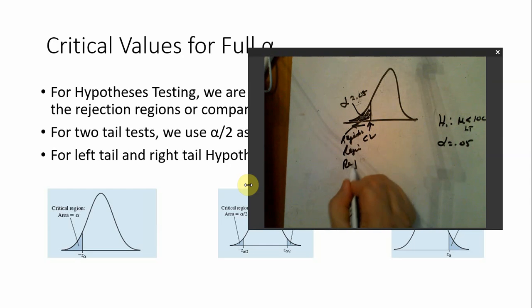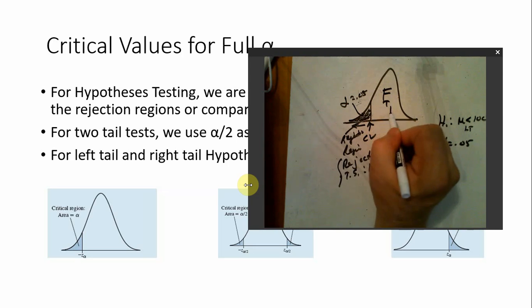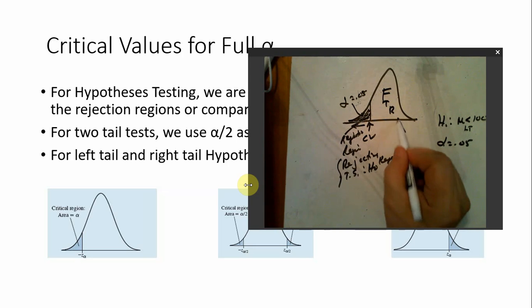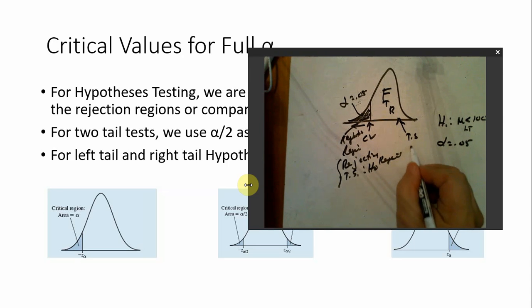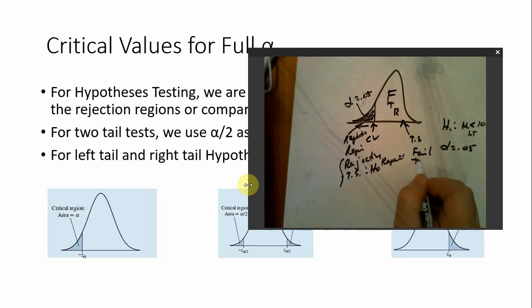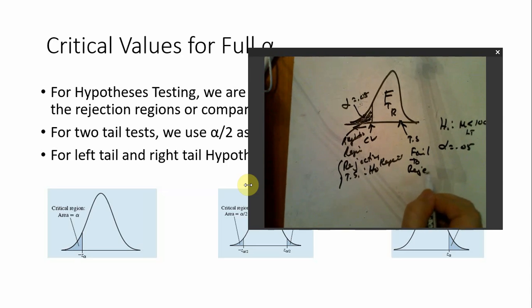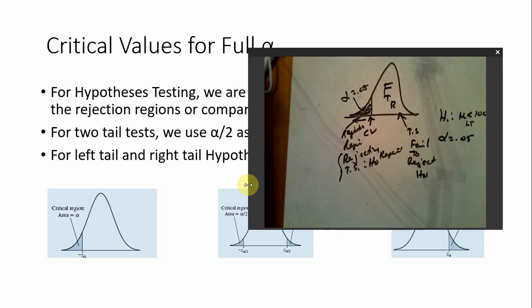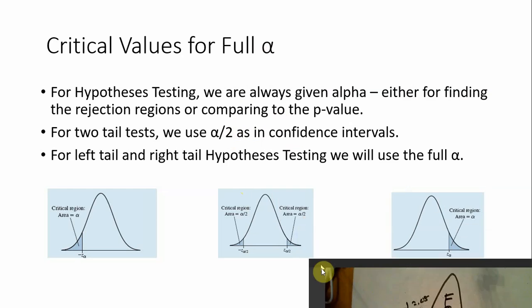If my test statistic falls in that, then I reject H0. Here is the fail to reject, and any test statistic in there, we fail to reject H0. Okay, so that's what we're looking for when we're doing hypothesis testing. They're always giving us what level we're going to test at.